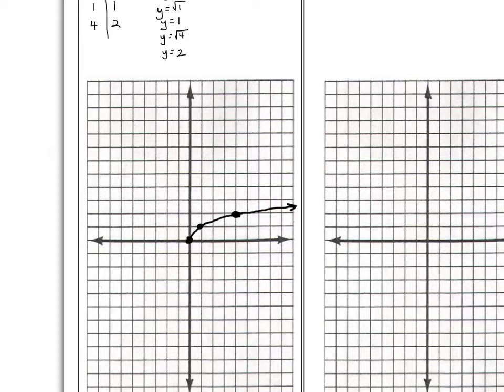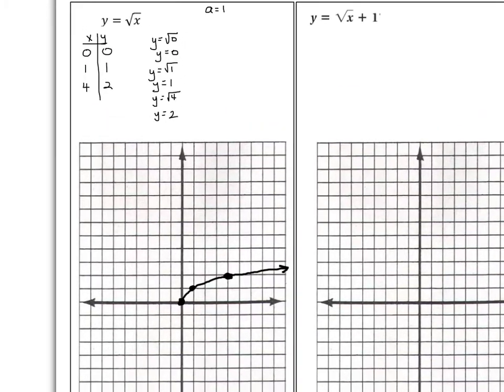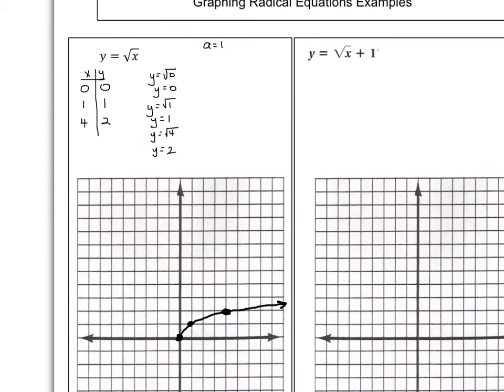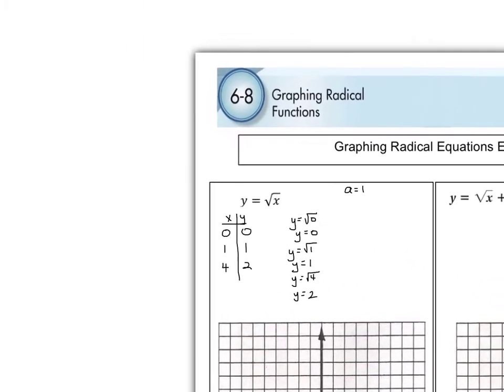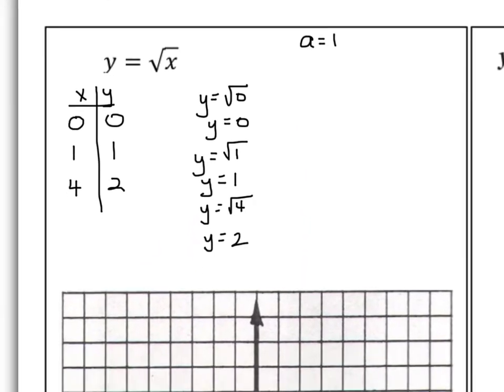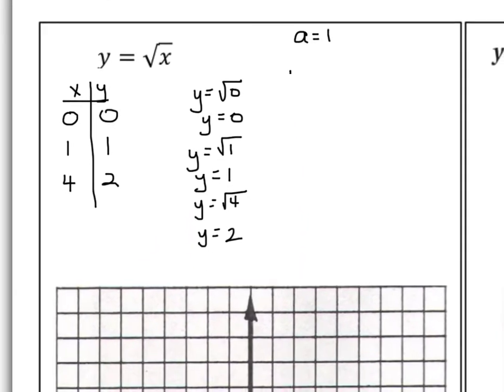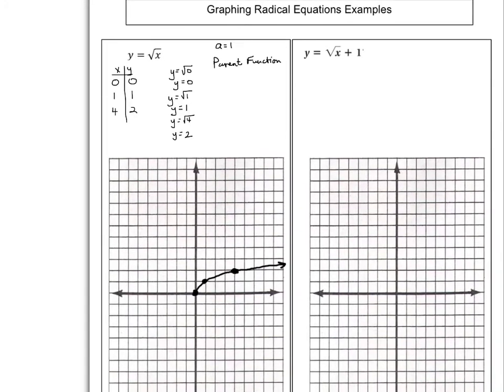Okay. A couple things about this graph that are important. This graph right here is the graph of the parent function. It's the most basic square root graph that you're going to have. Okay, most basic square root function. Now this is the graph that you're going to put down on every single one of your graphs, as long as a is 1, and you're going to use this to shift. So all you're going to do is put the points down, and then you're going to shift it.